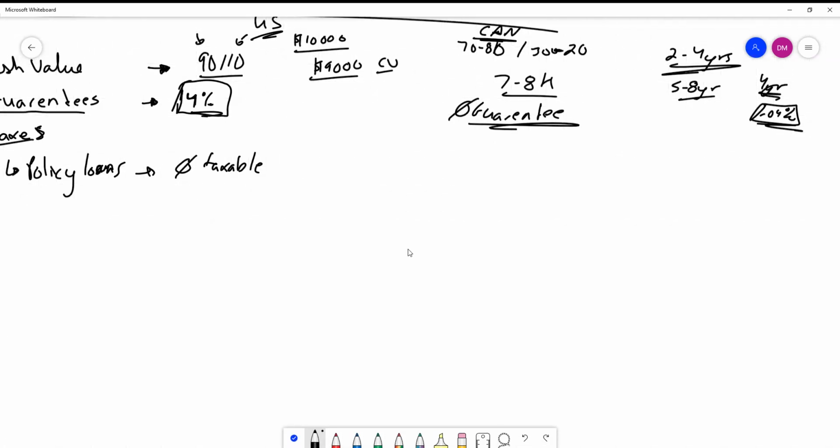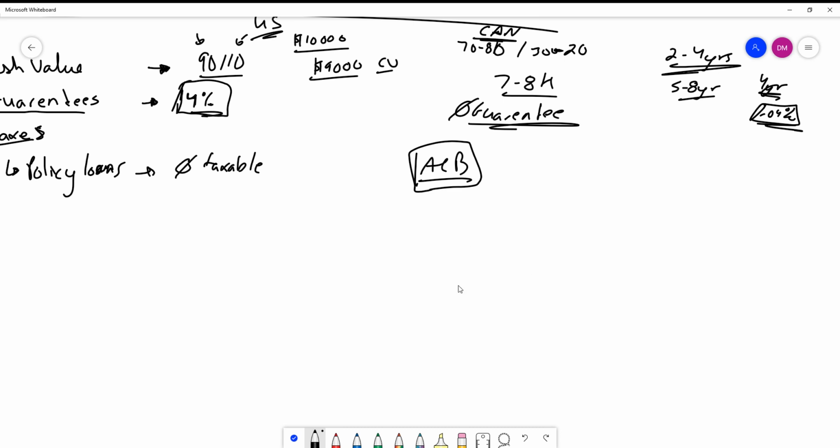In Canada, we have this thing called the adjusted cost basis. Essentially, this is the amount of money you've put in minus the pure cost of insurance. And when you borrow or withdraw above this adjusted cost basis, it triggers a taxable event, even if it's a policy loan.